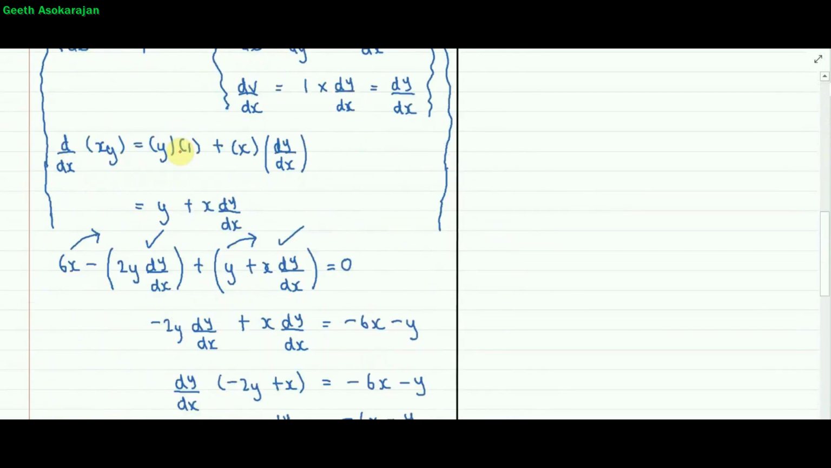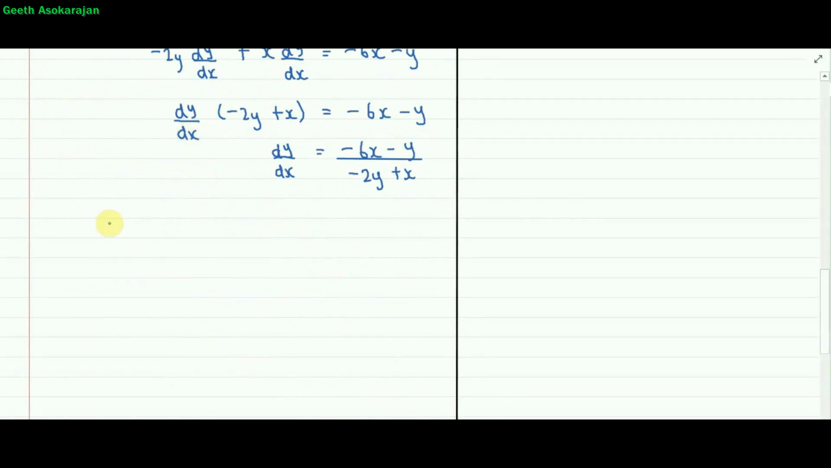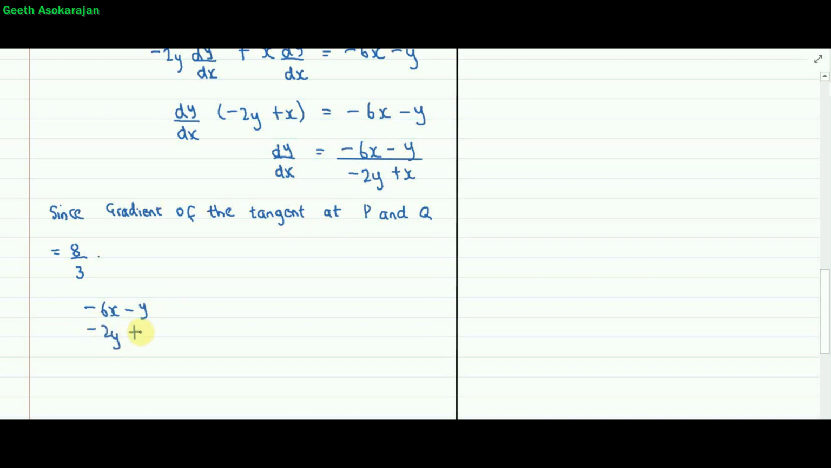So if I scroll below, let me make a note that since the gradient of the tangent at P and Q is equal to 8/3, let me therefore equate dy over dx to 8/3. So dy over dx is minus 6x minus y over minus 2y plus x. Let's equate that to 8/3.